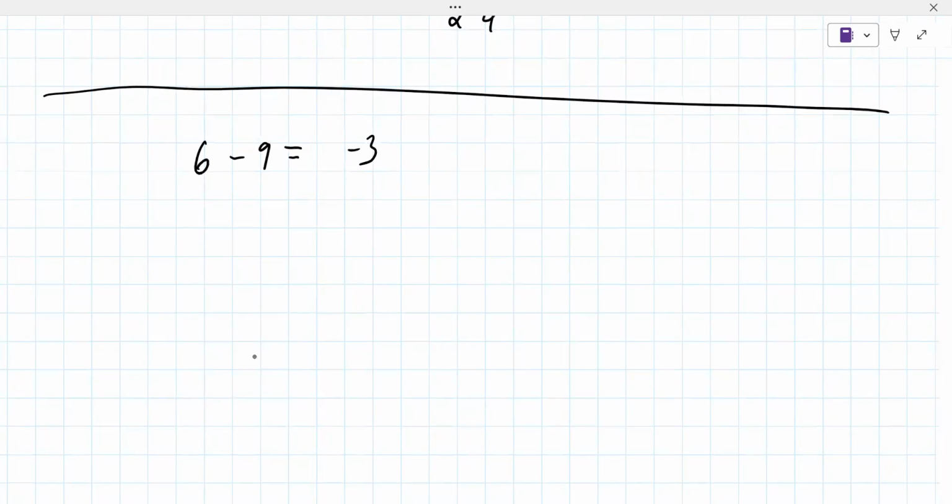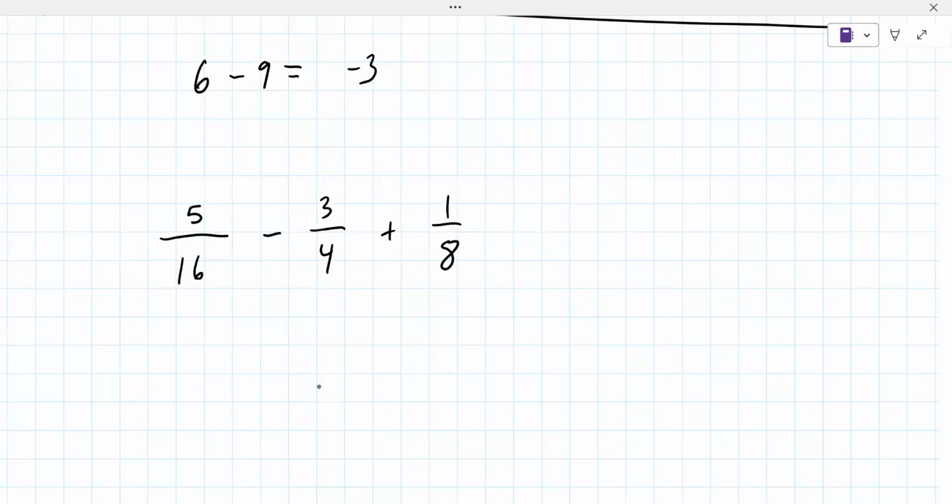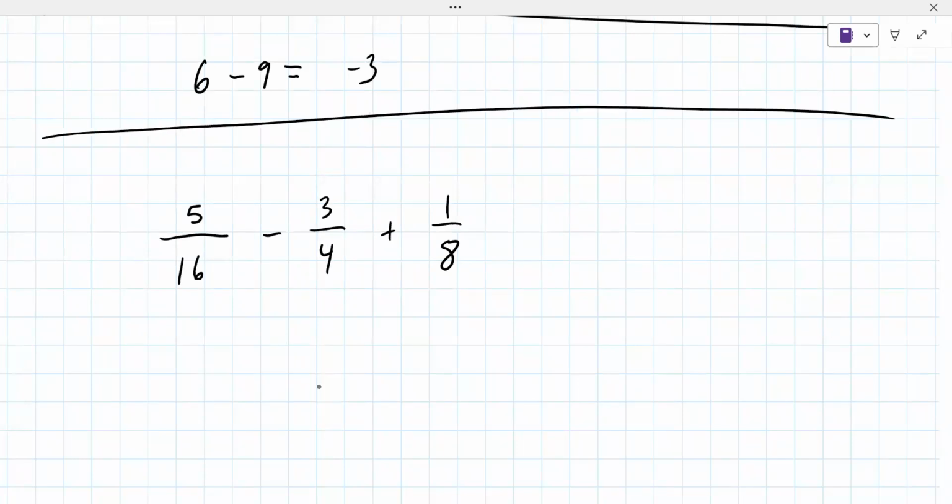Okay, very good. So I've been focusing on adding fractions, but really we can do a lot of things. We can do 5/16 minus 3/4 plus 1/8. Okay. And the only difference here is that instead of adding the numbers in the numerator, you're going to have to subtract something. Okay. So what I want you to first do is find the LCM of 16, 4, and 8, please.